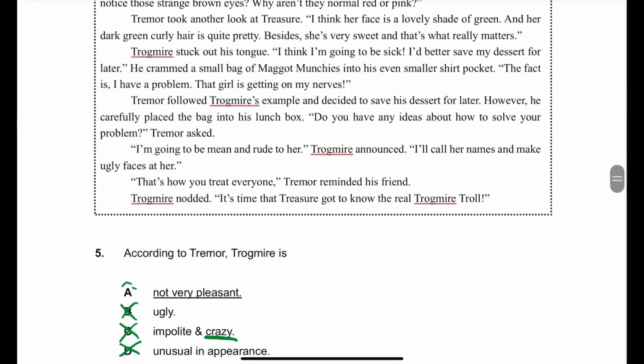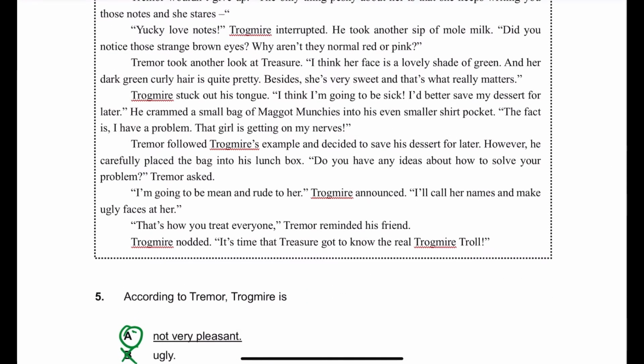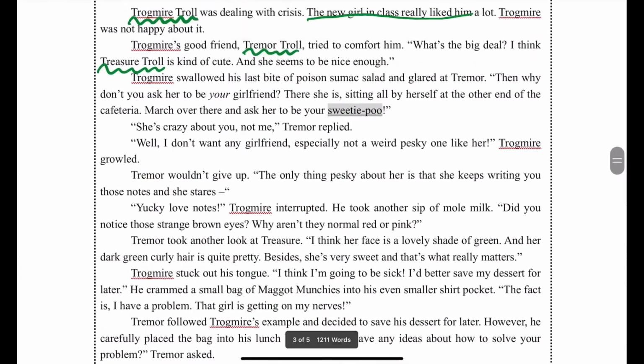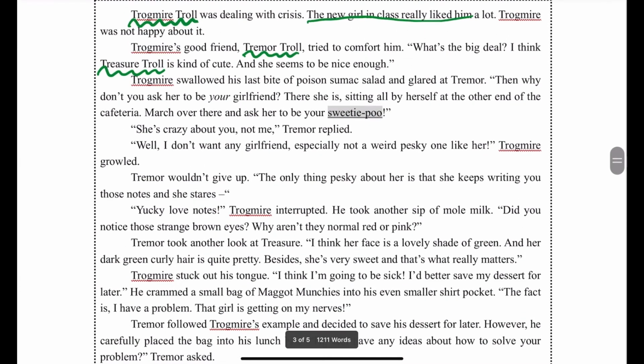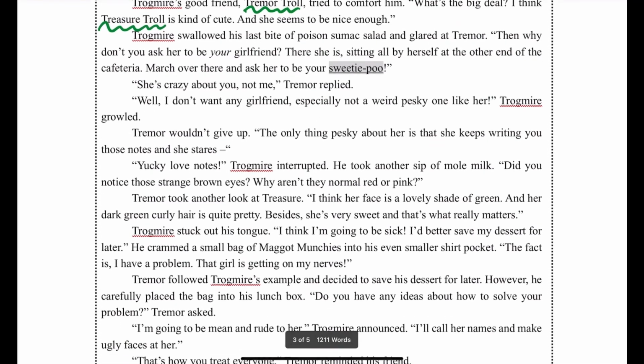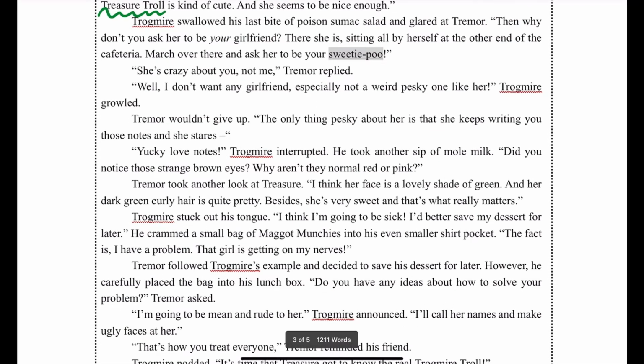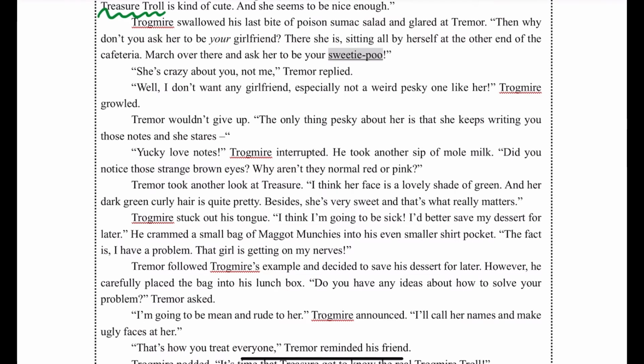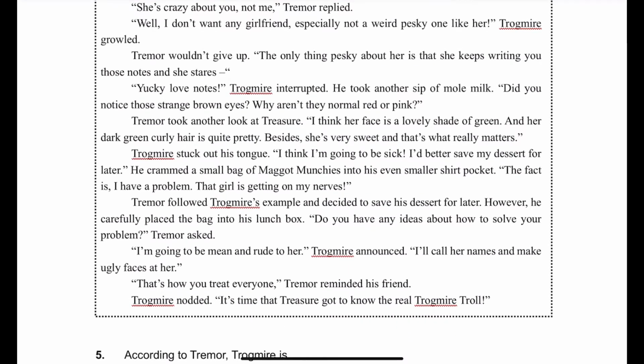So we have not very pleasant, right? If you guys are unsure of why Trugmar is very unpleasant, there are actually multiple examples of this, right? So firstly, the fact that Trugmar is very dismissive of Treasure Troll's feelings, like the fact that Trugmar is willing to be rude and disrespectful to Treasure Troll rather than communicate their feelings as well, so very unpleasant.